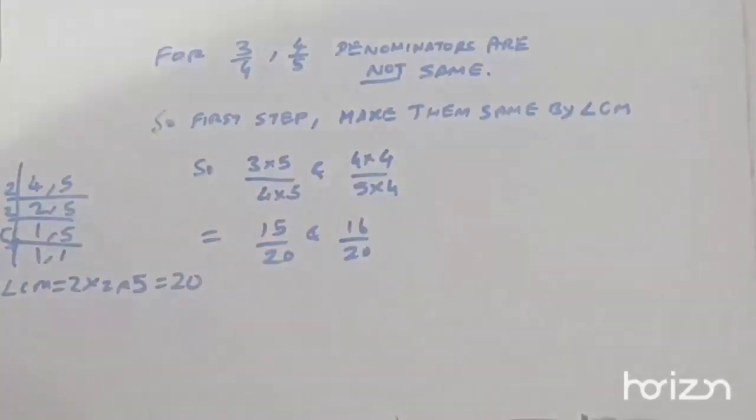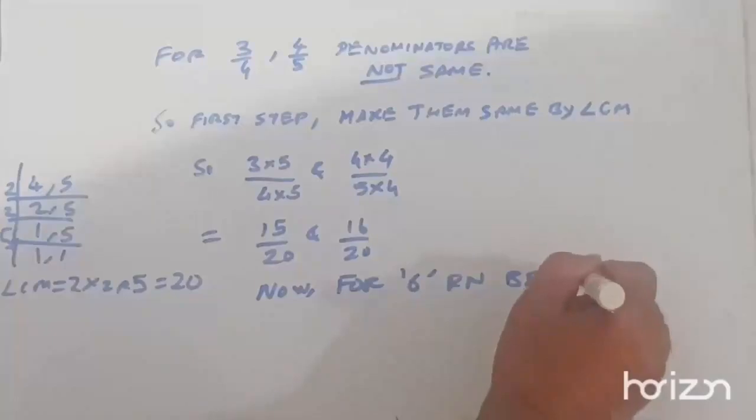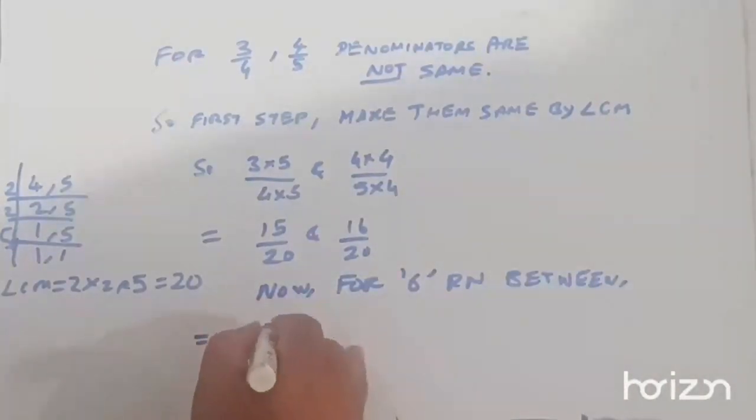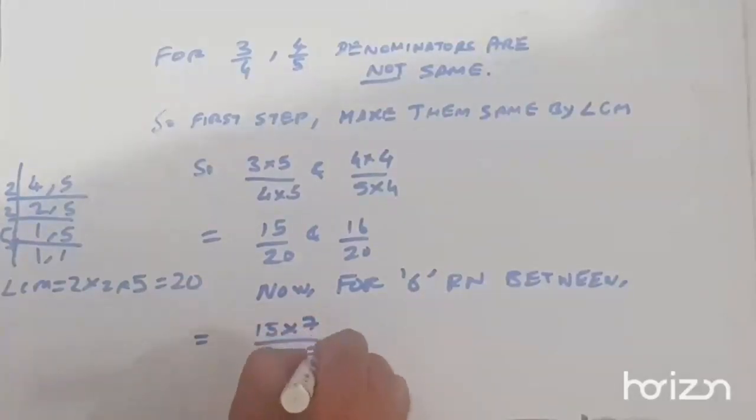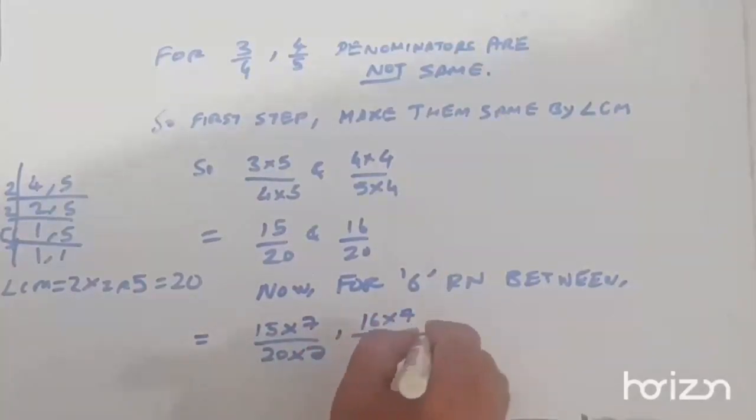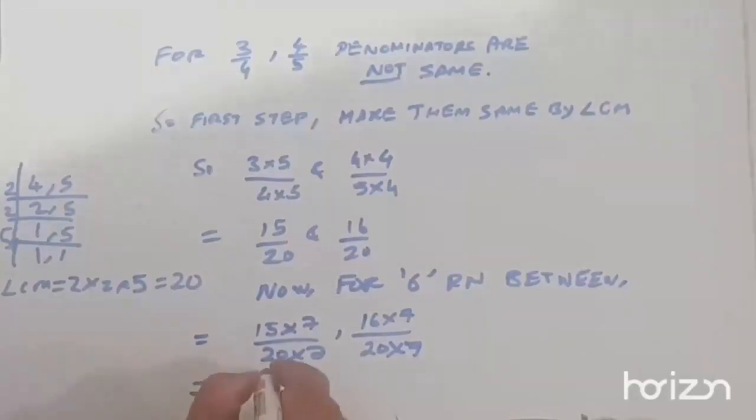Now again we need six rational numbers. So what we do, we multiply both numerator and denominator by 7. So 15 into 7 in the numerator divided by 20 into 7, and 16 into 7 in the numerator divided by 20 into 7 in the denominator. So that gives us 105 by 140 and 112 by 140.